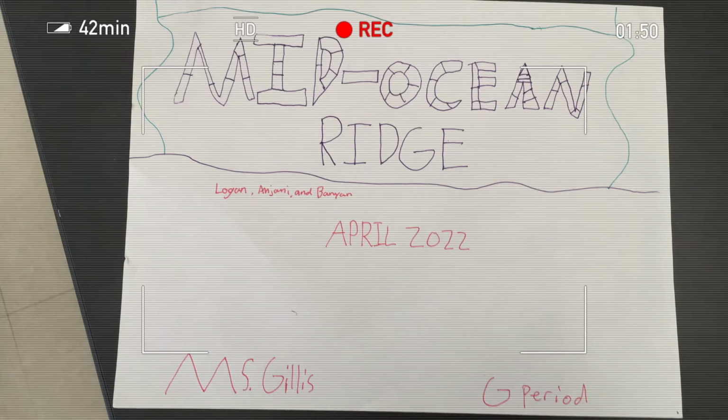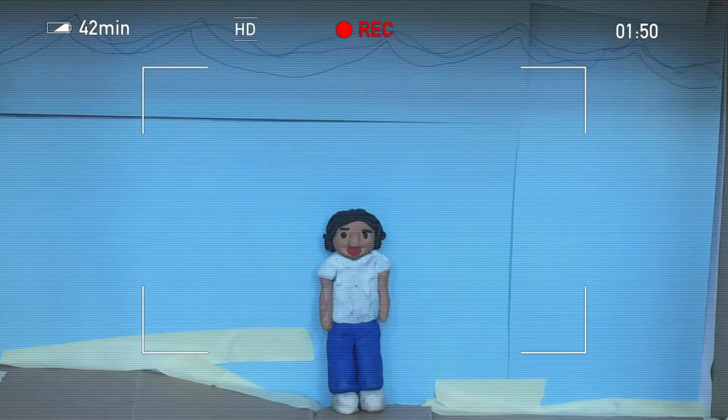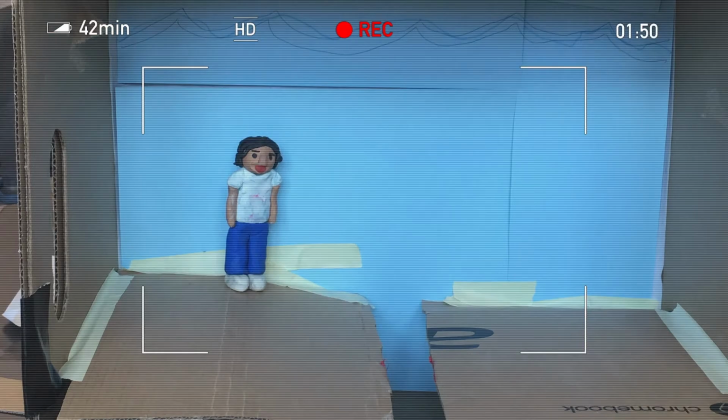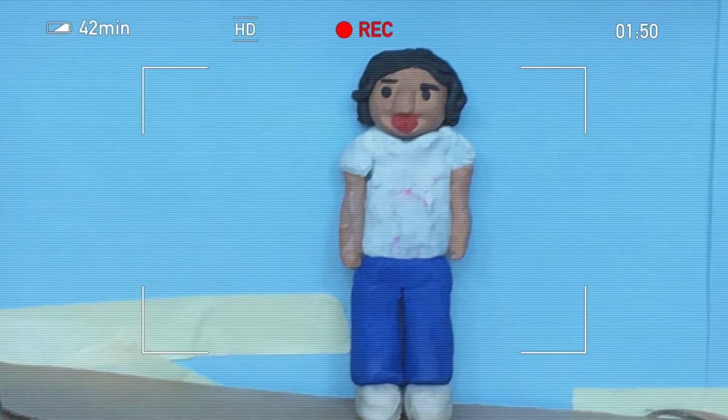Mid-Ocean Ridge by Logan, Anjani, and Banyan. Today we'll be going to the Mid-Atlantic Ridge. The Mid-Atlantic Ridge was formed by both the North American and African plates. Whoa, the ridge is forming! Why is this happening, you ask? The North American and African plates are forming the trench by spreading apart from each other.